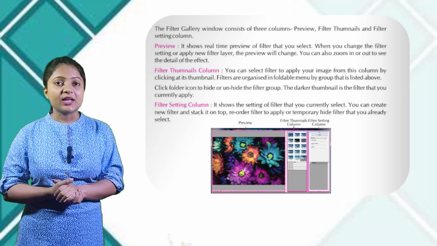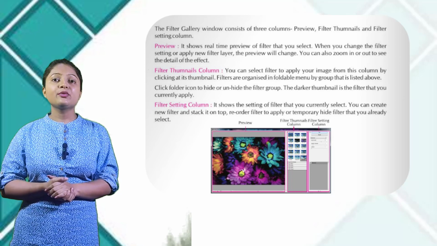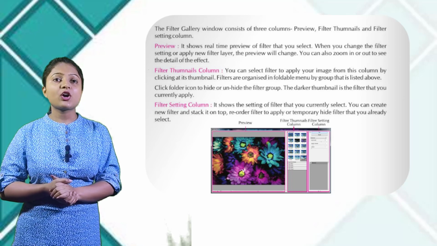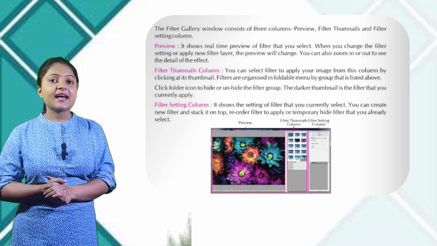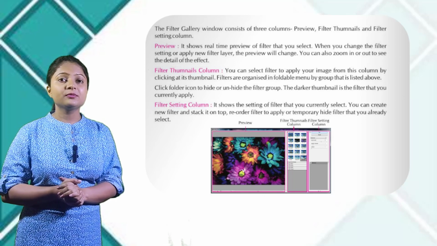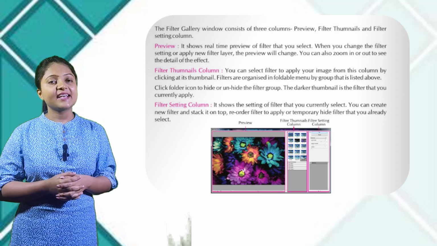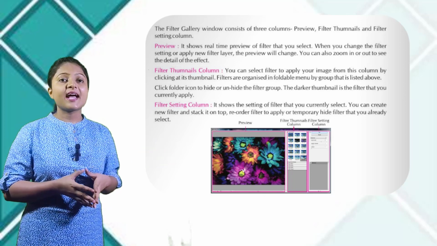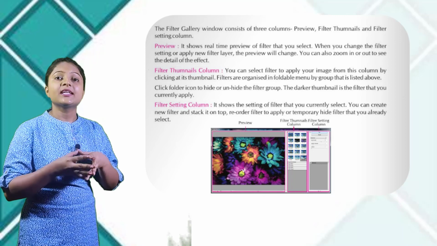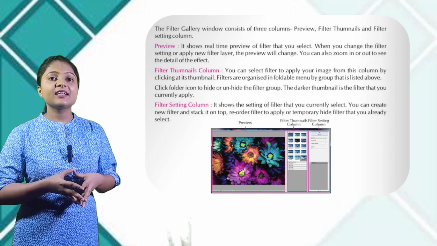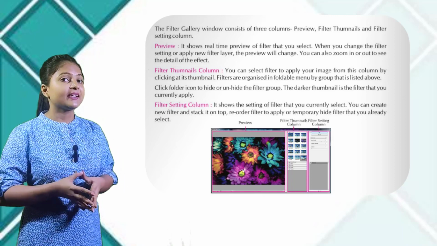Filter Thumbnails column. You can select the filter to apply to your image from this column by clicking on its thumbnail. Filters are organized in foldable menus by group, as listed above. Click the folder icon to hide or unhide the filter group. The darker thumbnail is the filter that you currently apply.